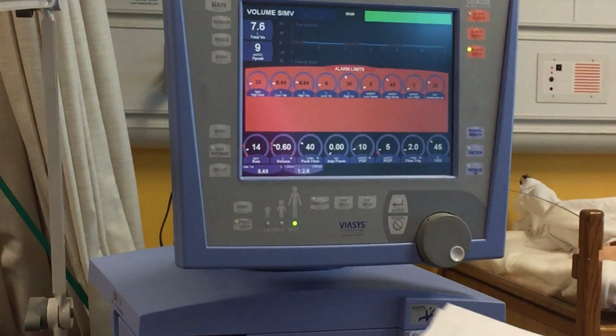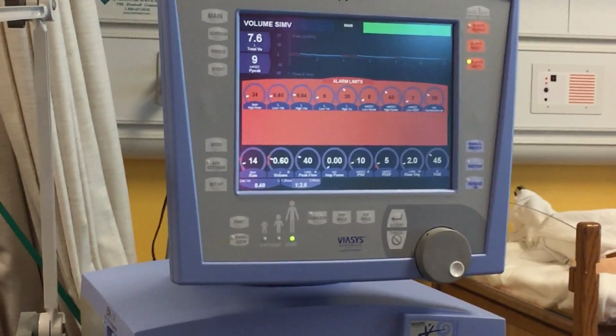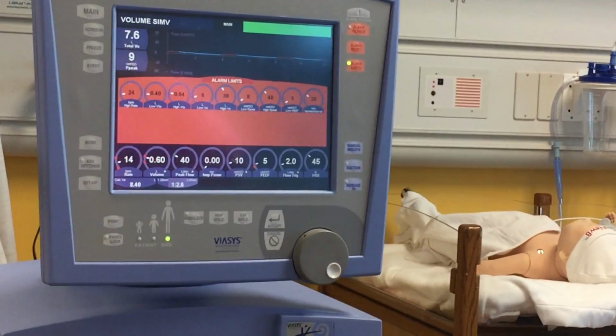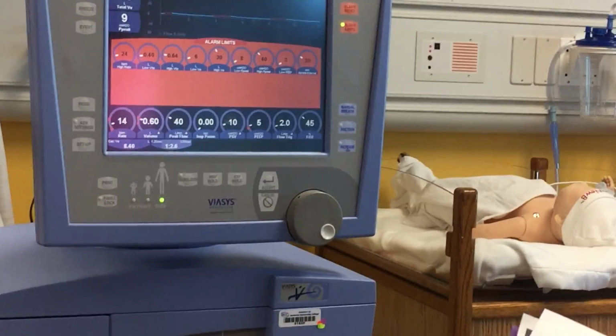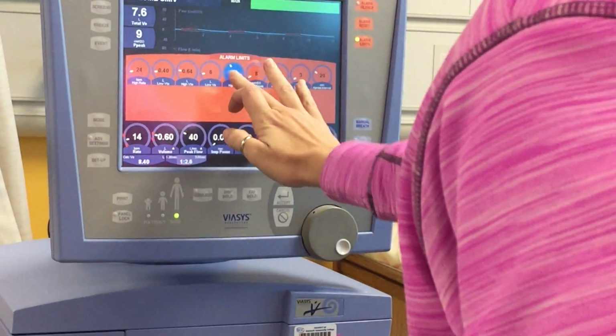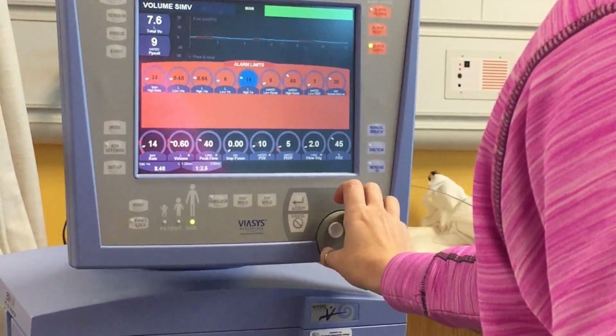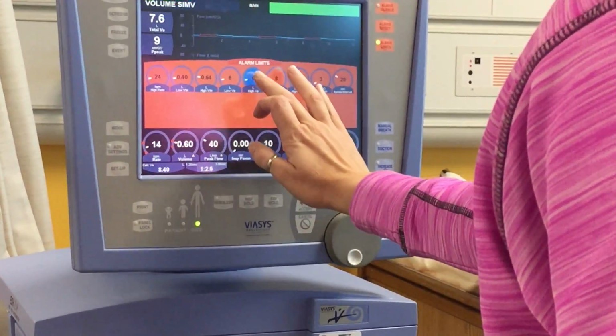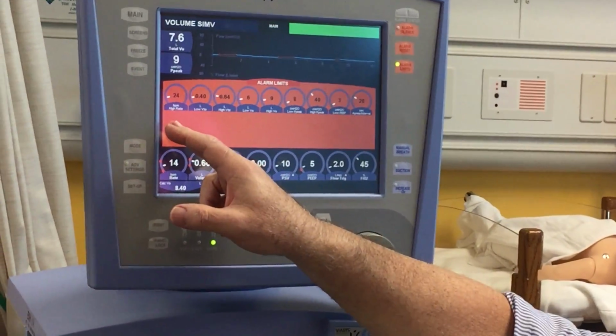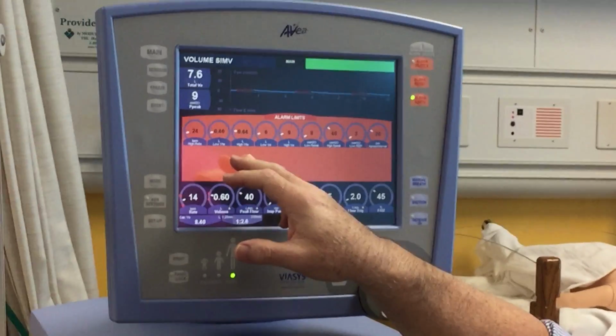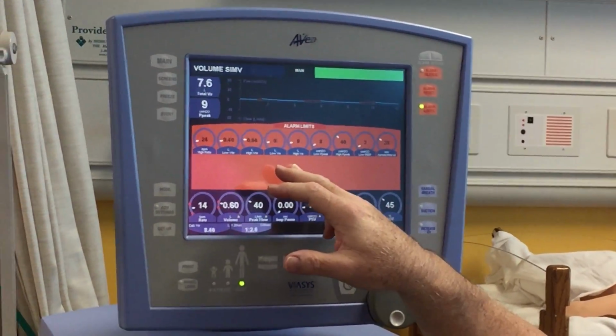Okay, so what's our high going to be set at? 8, but wouldn't it be too close? I'd probably set it at 9. Okay. So let's go ahead to our high VE and set it at 9. Okay, good. So we got our rate set, we got our high and low tidal volume set, and we got our high and low minute volume set.